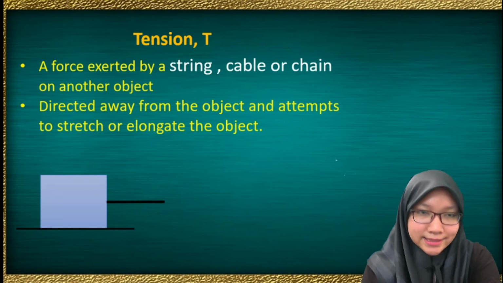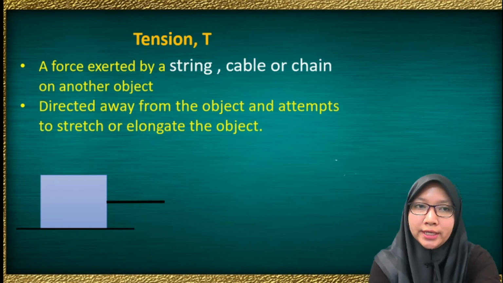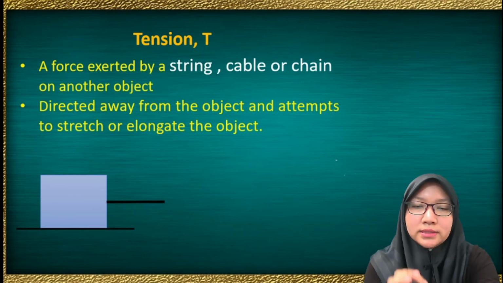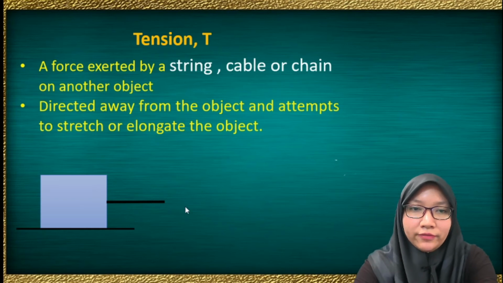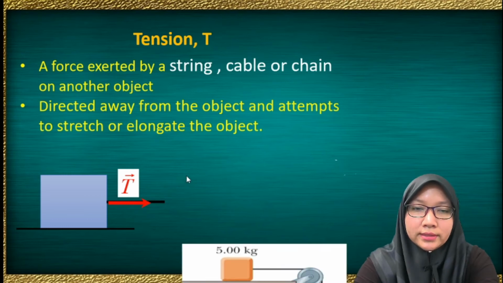The second one is the tension. Tension is a force exerted by a string, cable, or chain on another object. The direction always opposing the loads. So in this case, we have the first example. The load is here and you try to move it to the right. That means the tension should always to the right.